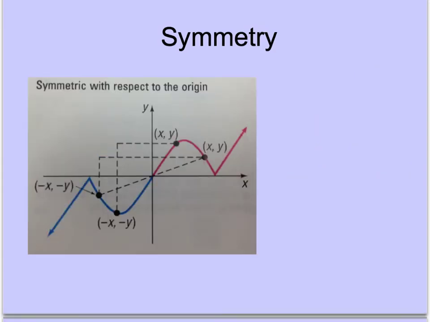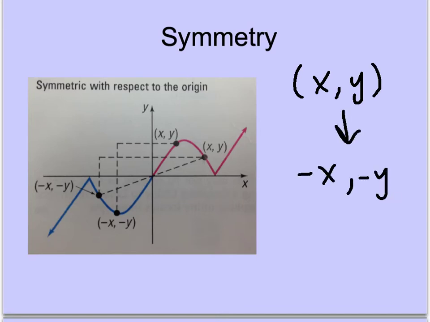Our last picture deals with symmetry with respect to the origin, and that's reflecting across the origin. And so each point (x, y) has become the opposite of each other. So here is my original point (x, y), and it's become (-x, -y). Same thing with this point.